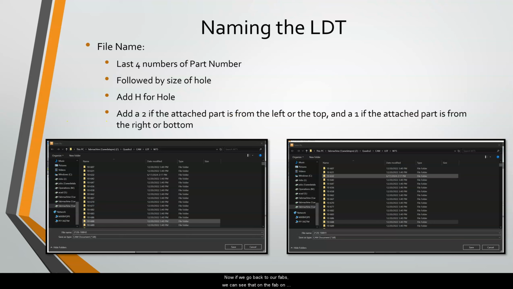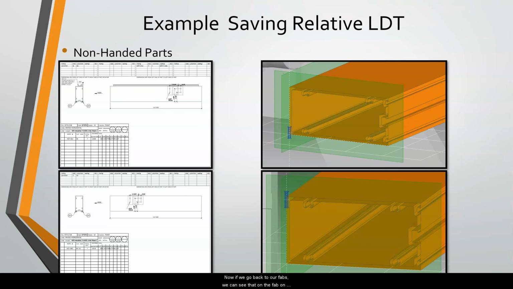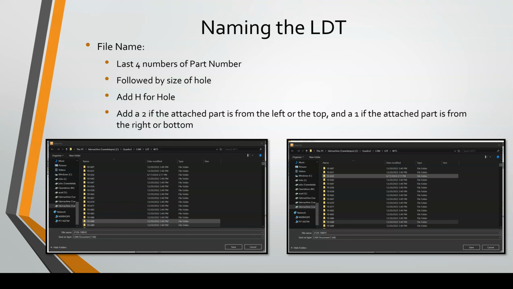Now, if we go back to our fabs, we can see that on the fab on the top, the pony tube attachment is coming from the bottom, and this fab on the bottom, the pony tube attachment is coming from the top. So on this window, we'll be saving the attachment that's coming from the top. Therefore, our file name will be 2126, which is the last four digits of our part, dash 188, the size of the hole, followed by H and 2, since the attachment is coming from the top.